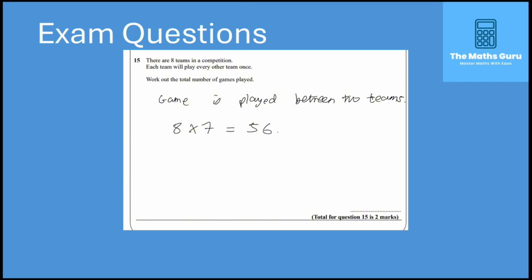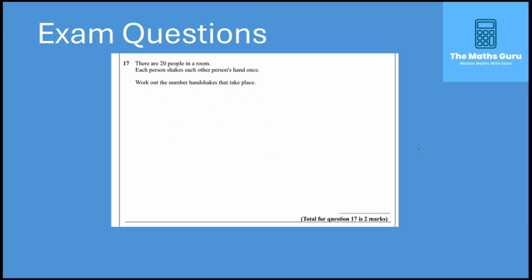combinations. But remember, 2 teams make up one single game, and we need to work out the number of games played. So we need to divide by 2. This gives us 28 games played. Because if you were to think about it, 56 would be the amount of teams involved in games, but we need to work out the total number of games played. So 56 tells us how many teams were involved in the games altogether, but we need to work out how many games were actually played, and this is just to divide by 2 to give us 28.